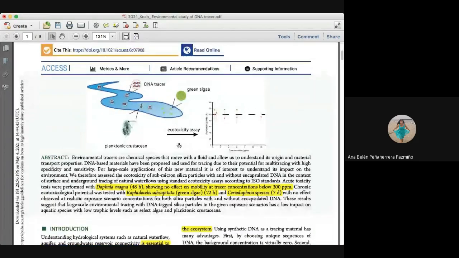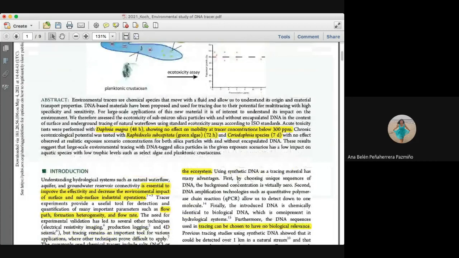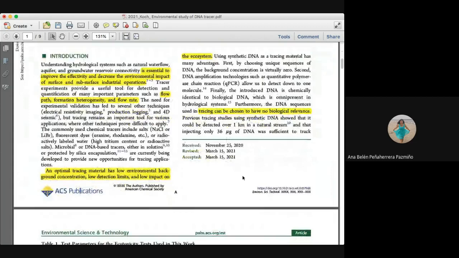which are going to help us to know about the ecotoxicological effects of these DNA tracers. So here the authors use Daphnia magna to show the mobility effect of the DNA tracer during 48 hours, and also other crustaceans like Ceriodaphnia species to see chronic effects, and green algae as Raphidocelis subcapitata during 72 hours.